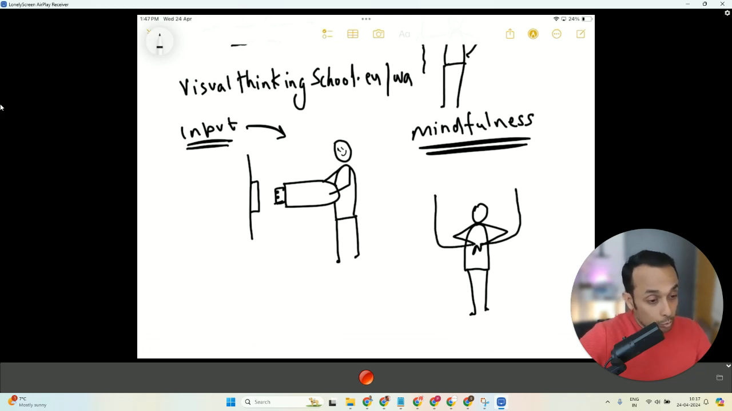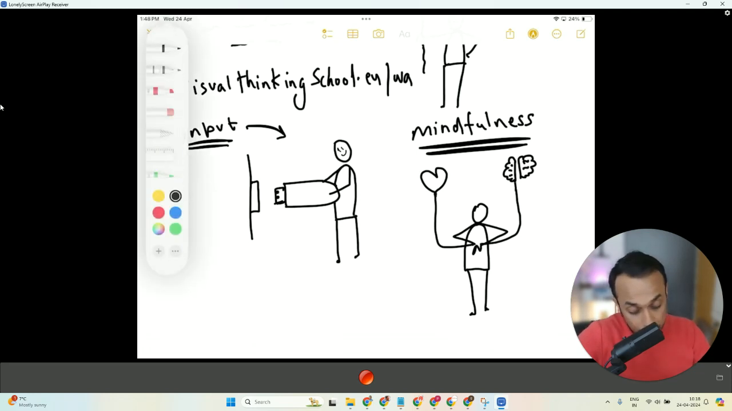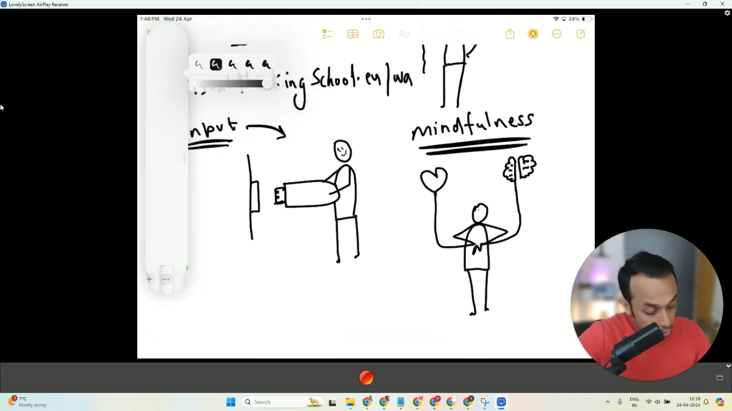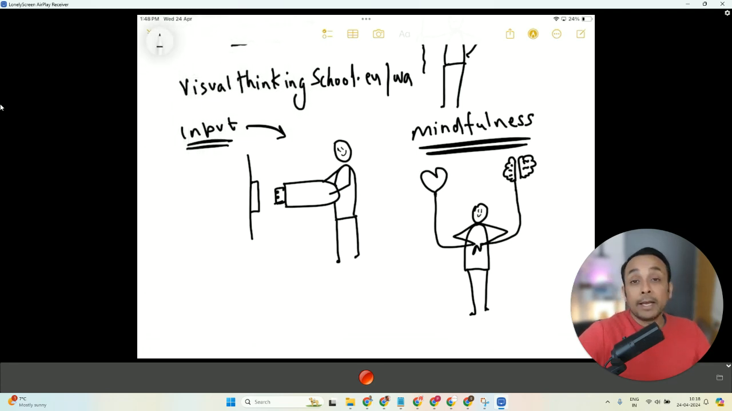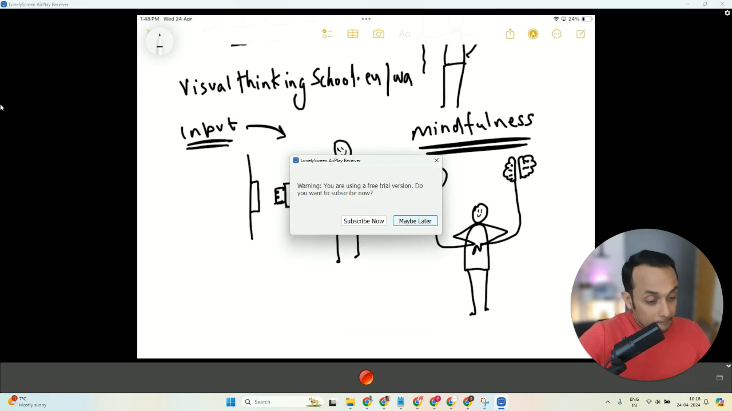And what are these balloons? One of the balloons is the balloon of the heart, and the other balloon is the balloon of the brain. And this is how you draw a brain. I can connect it here. And that's mindfulness, folks. And of course, when you are mindful, you are smiling as well, right?